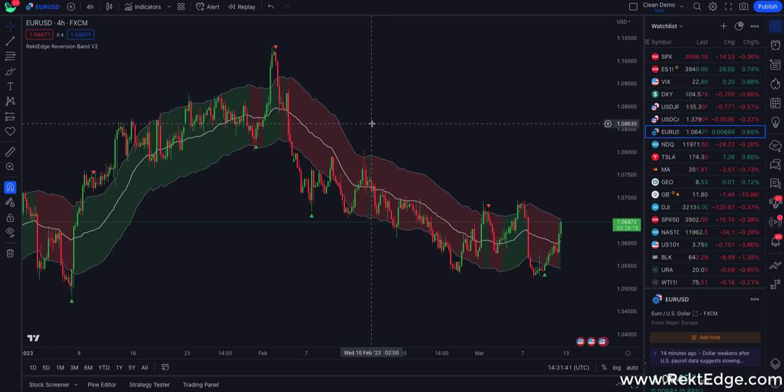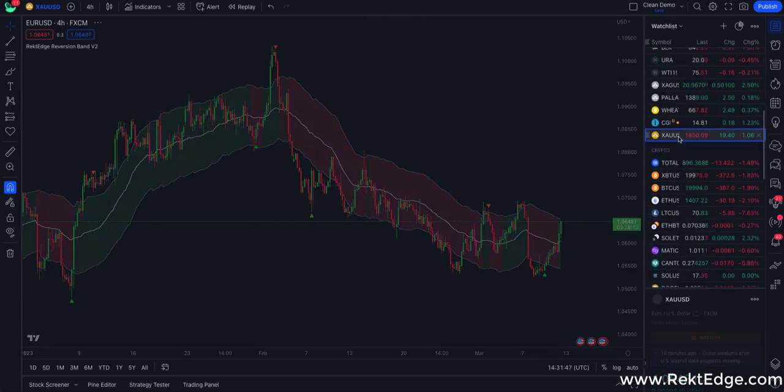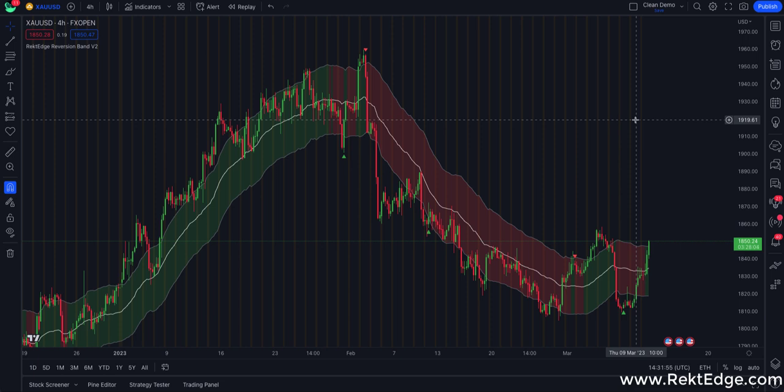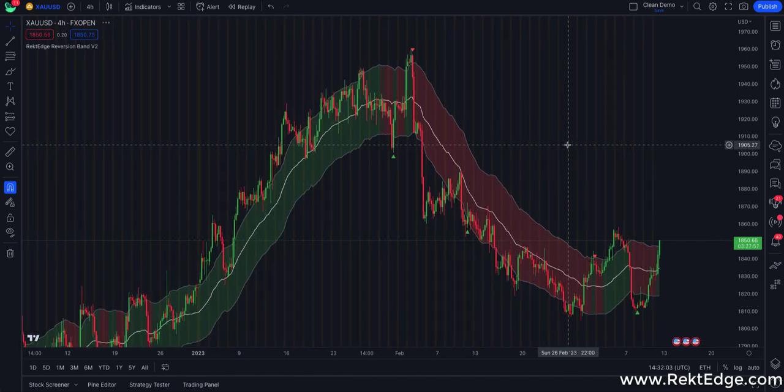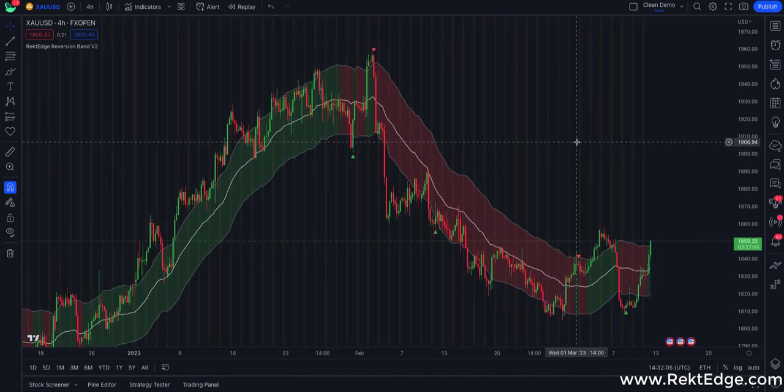Now, let's go through another example. Let's see how well the band works on a commodity like gold. If we look at this chart, we have the confidence level set at 2, so it's not too noisy. Let's go back and find a good spot where we would enter a trade.